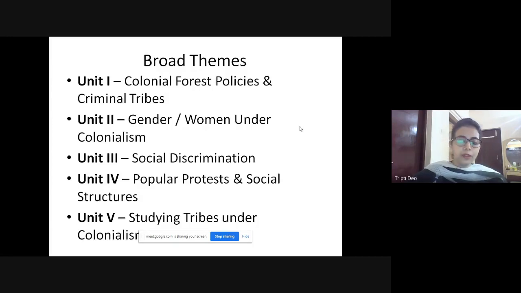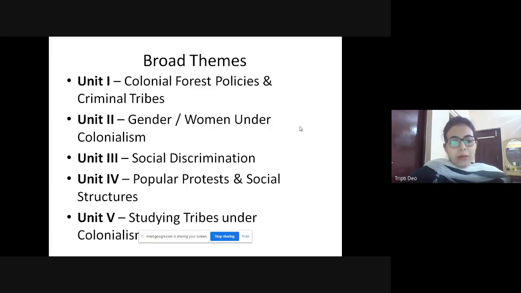Now, the broad themes of this block that we'll be studying. I'm directing you to the e-resource that you'll be referring to eventually, which is uploaded on the Orissa State Open University website, so that it's easier for you to handle my lecture and also study parallelly from there. Unit one in that e-resource booklet is Colonial Forest Policies and Criminal Tribes.